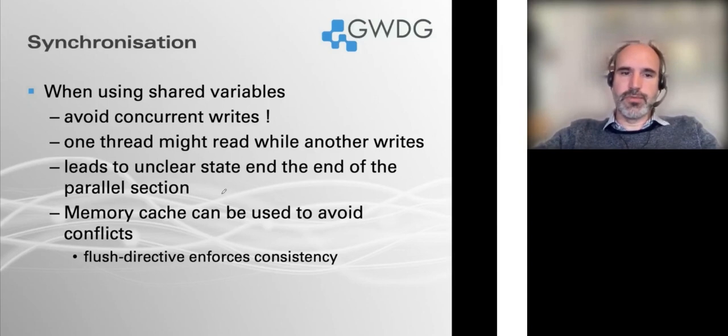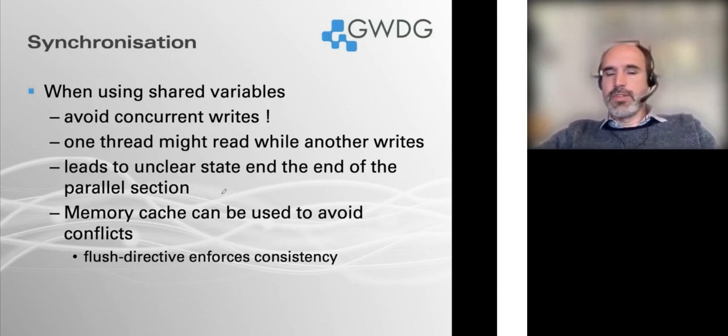Here, memory cache can be used to avoid conflict, so you can create a cache for your thread where you can have, say, a copy of your shared variable, but then you have to use some kind of flush directive to enforce consistency between these threads. There is no example in the exercise later on for this, just to point out that there are ways to deal with this problem.